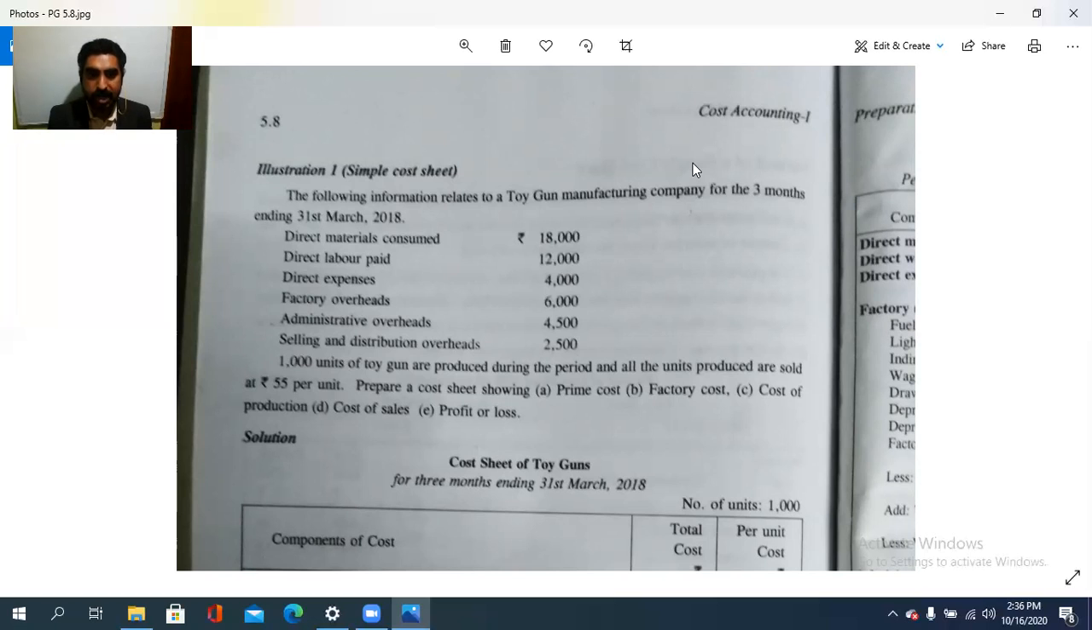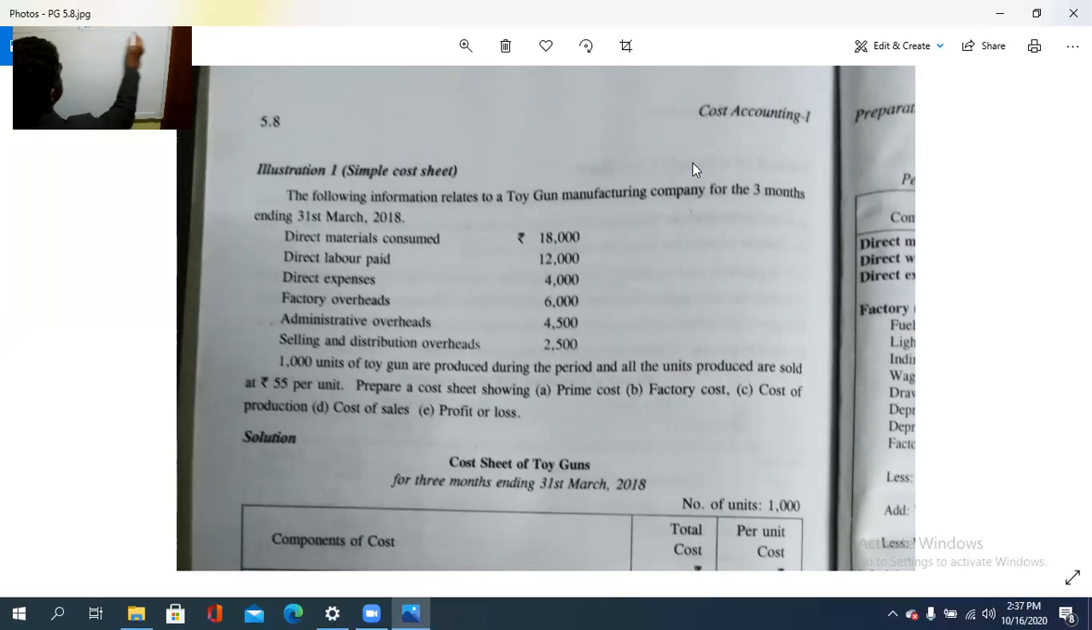1,000 units of the toy gun are produced during the period, and all the units are produced and sold at what? 55. So 1,000 into 55, total sales is how much? 55,000. Understood? It is for that purpose this is given here. Prepare a cost sheet showing prime cost, factory cost, cost of production, cost of sales, and profit or loss. So in this way, cost sheet.